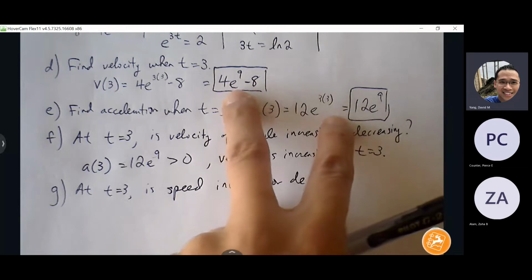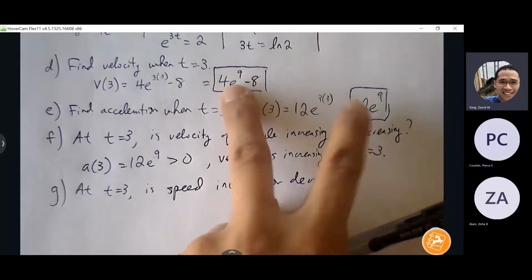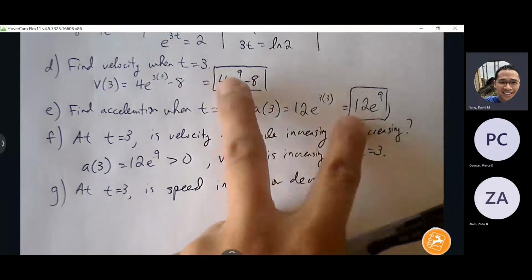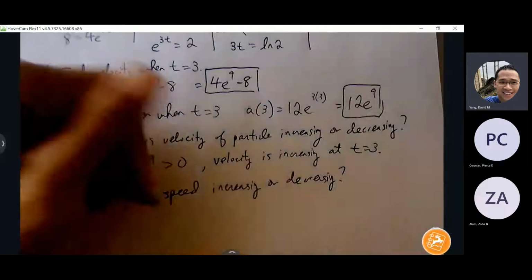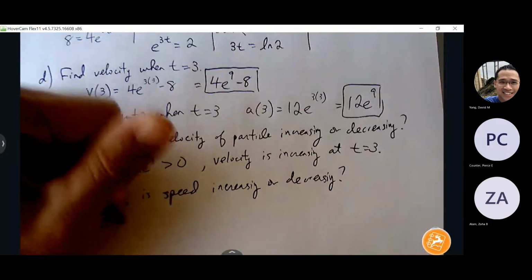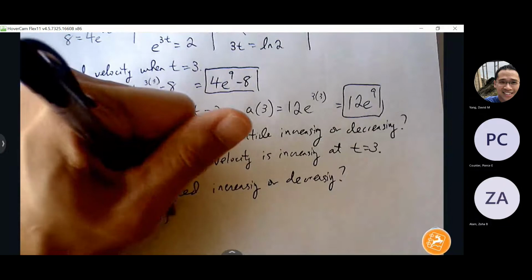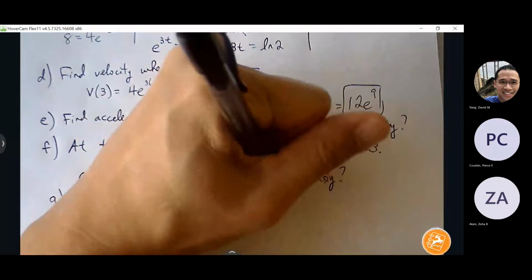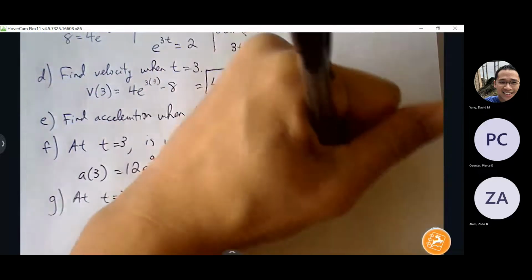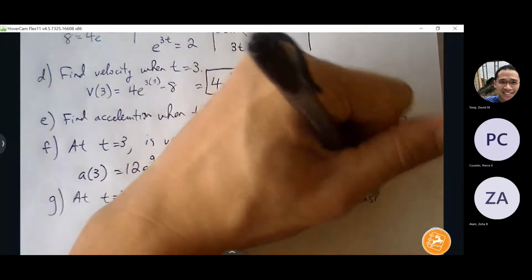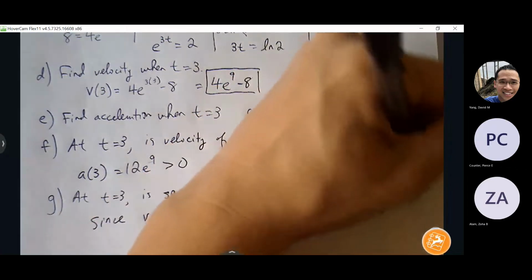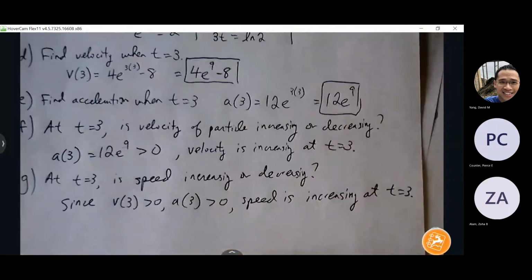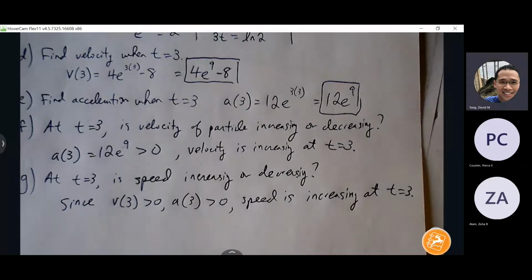Right? What if these are both negative? Still increasing, right? But if one is negative and the other is positive, or vice versa, the signs are different, then my speed is decreasing. Right, any questions there?